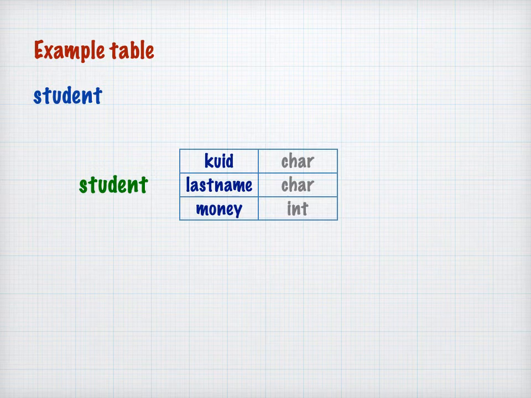What you need to do now is to actually create a table that we can use, so we can just have a little play around with phpMyAdmin. So we're going to create a table called student, and it's going to have 3 fields in it. It's going to have KUID, it's going to have last name and money. You can see 2 of those are going to be characters, they're going to be strings. One of them is just going to be numbers.